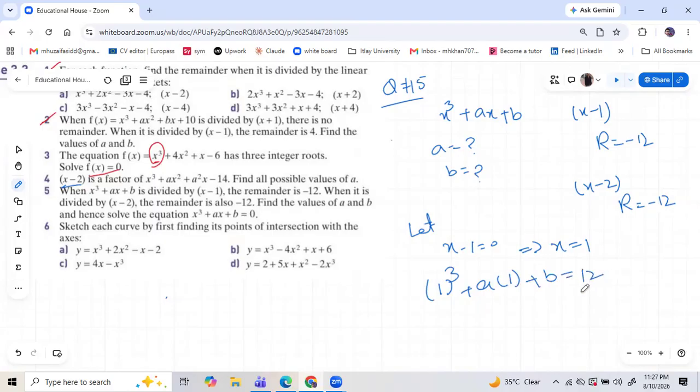Can you tell me why I put minus 12 here? Because if the minus 12 goes to the other side, it'll become plus 12. No. Look at it here. Again, read this statement carefully.